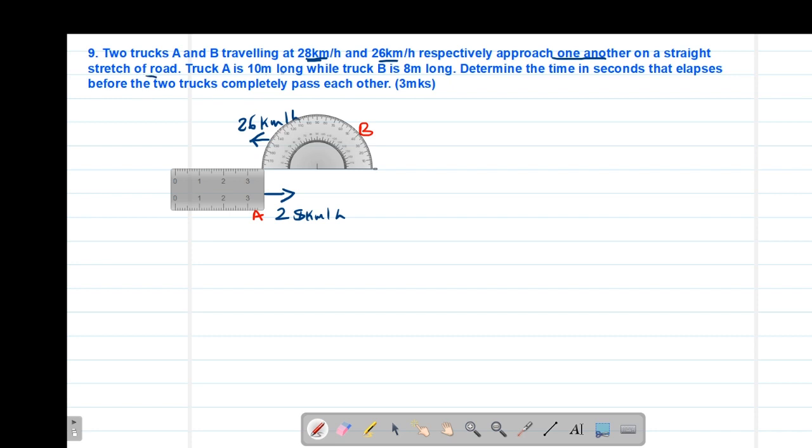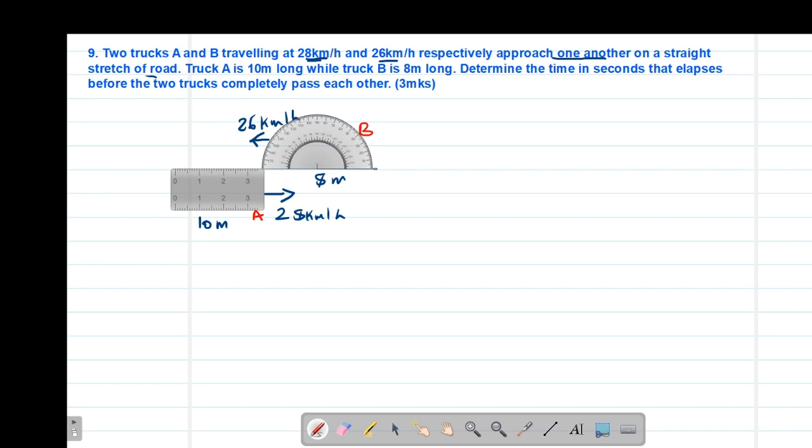Then truck A is 10 meters long, while B is 8 meters long. Determine the time in seconds that elapses before the two trucks completely pass each other. So they simply want us to find the overtaking time.